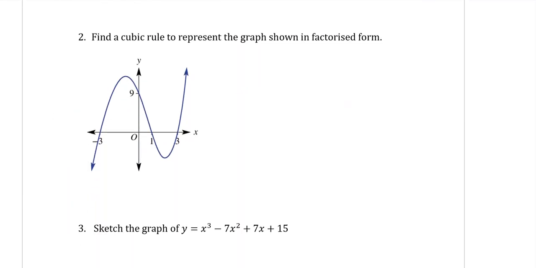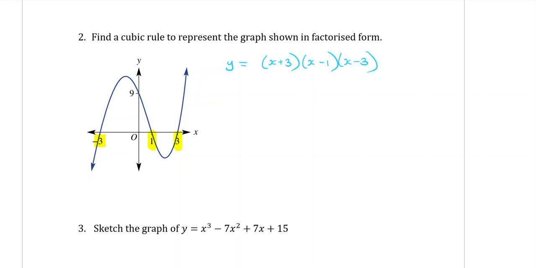On the next page, question 2, it says find a cubic rule to represent the graph shown in factored form. So the x-intercepts, which are -3, 1, and 3, would be the numbers that I would need to put into the brackets. So we're going to start with y equals, and the -3 would become an x plus 3 in the bracket. And the 1 would be x minus 1, and the 3 would be x minus 3.